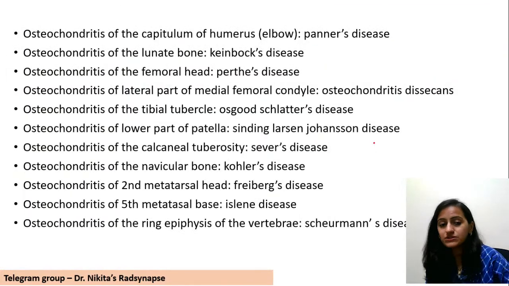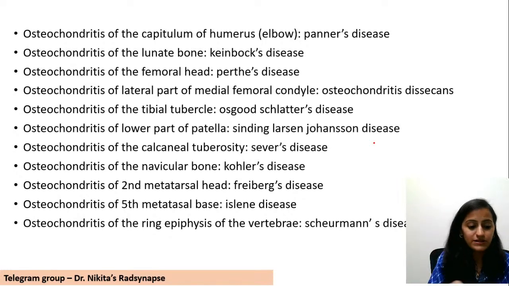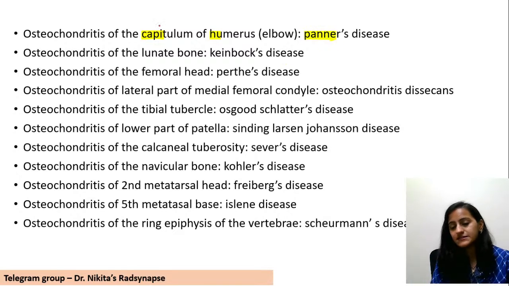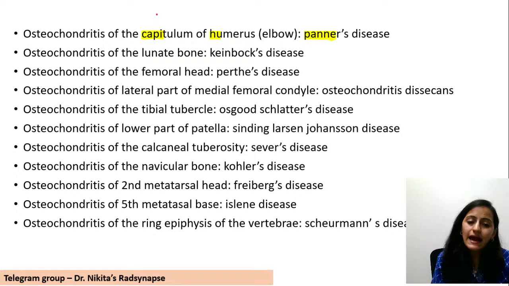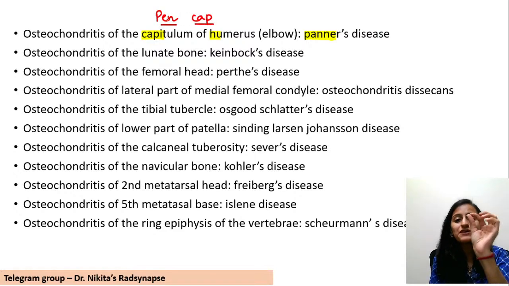Okay, now coming to the list of your osteochondritis. Many of you had been asking for the tricks to remember the various osteochondritis. What is the osteochondritis of the capitulum of humerus? It is Panner's disease. Remember that capitulum is your pen cap. You have a pen and you have a cap of the pen. Remember, Panner's disease is the pen and the cap.